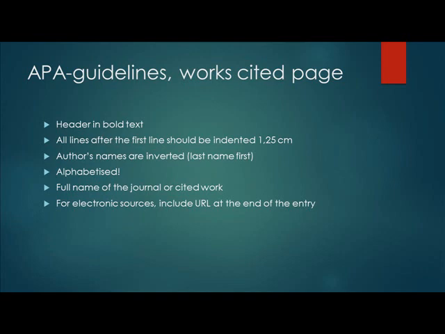And all lines after the first line in this list should be indented 1.25 centimeters. The authors' names are inverted. That means the last names go first. It should also be alphabetized. There's a tool for that in most writing programs. I also need the full name of the journal or the cited work that you've been using. And for electronic resources, you need to include the URL, the name of the website, like the entire link where you got it from, at the end of the entry.